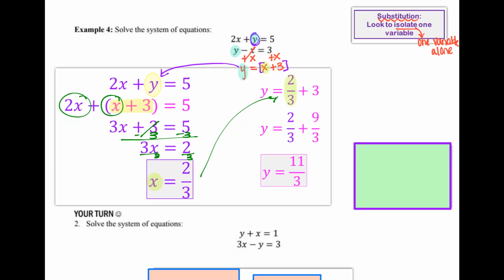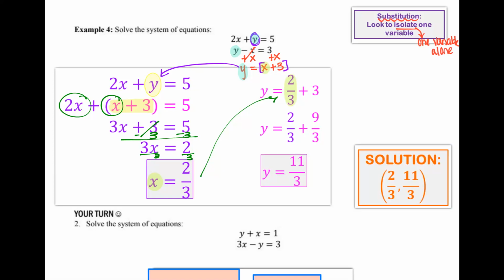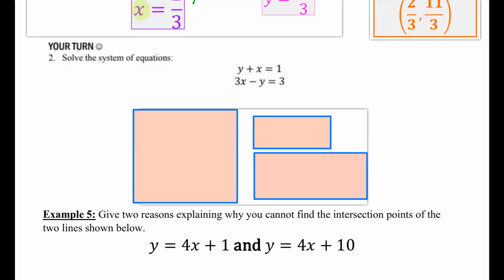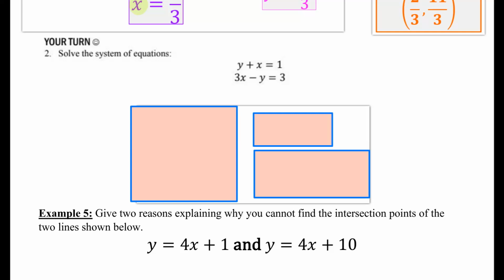So the solution to the system of equations is 2/3, 11/3. It doesn't matter if you get a fraction or a whole number. The goal is the same. This is where the two lines are going to intersect. So I want you to take a minute, try number 2, and then come back and check your work.